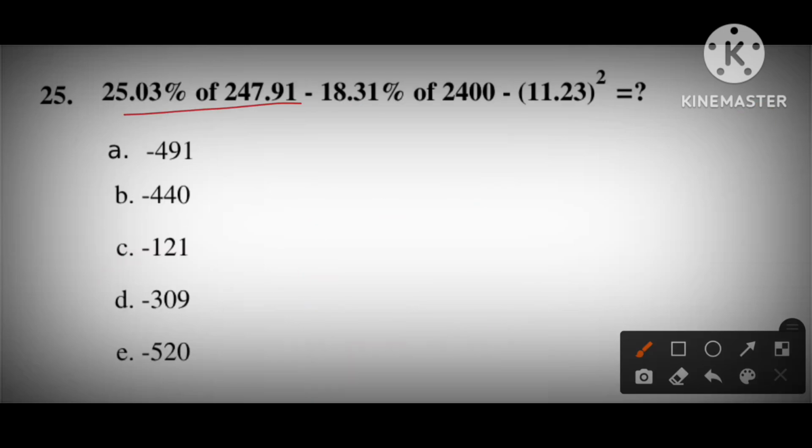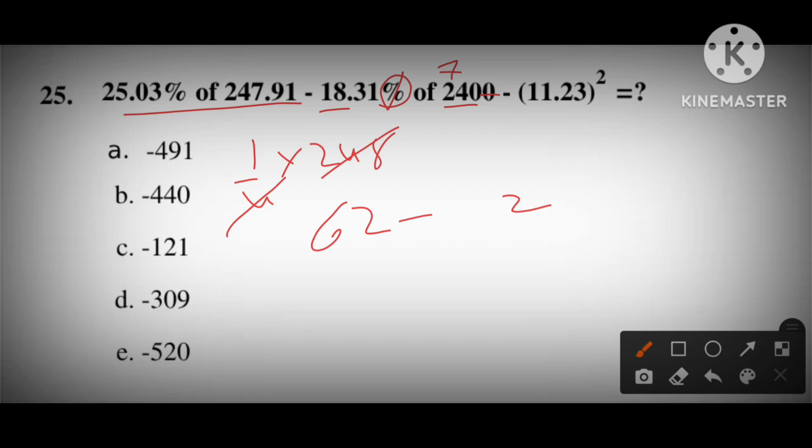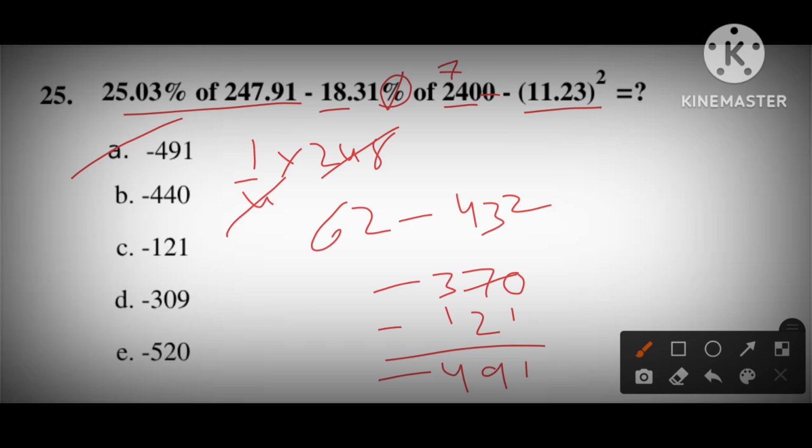Final and last question of approximation. So 25% of 248. 25 means 1/4. 1/4 of 248 means 6 times and 2 times minus 18 into 24. I see percentage and double zeros cancel. Okay, 18, 24, 48, 4 times 18, 4 times will be 72 and 36 plus 7, 43. 62 minus 432 means minus 370, and here minus 11 square which will be minus 121. So totally we have 400 minus 491. So answer will be option A, minus 491 is the answer for this question.